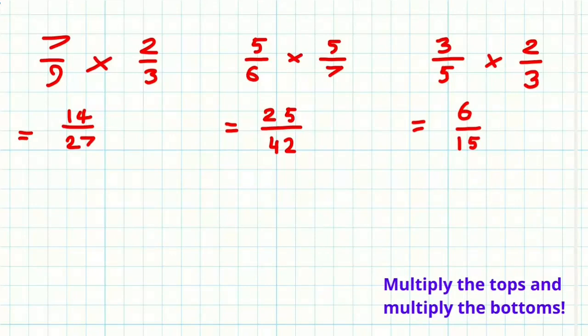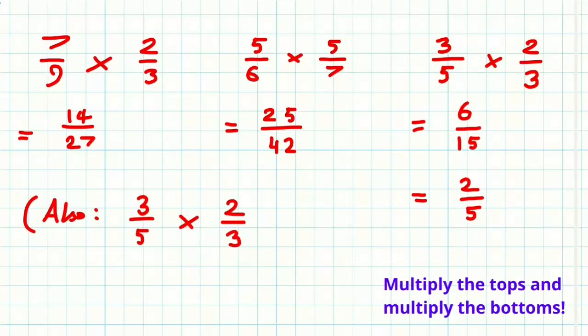So looks like 6/15. But you might have known you had to simplify. So we can divide both of those numbers by 3. They're both in the 3 times table. 6 divided by 3 would be 2, and 15 divided by 3 would be 5. So the answer is actually 2/5.